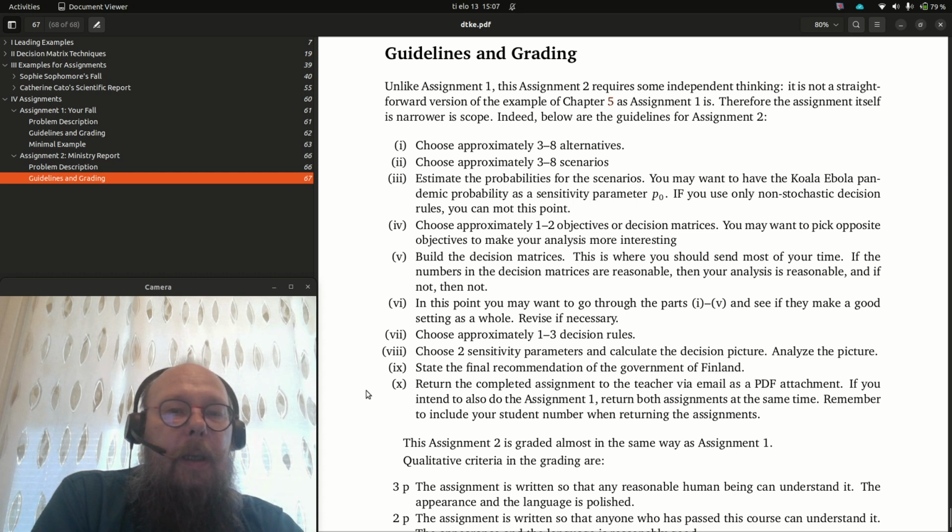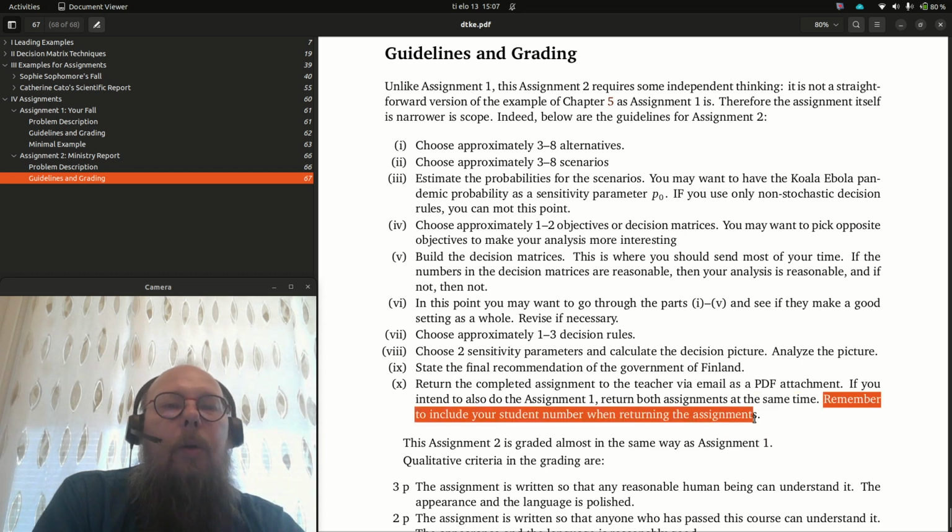And finally, technical remark. Return the completed assignment to the teacher via email as a PDF attachment. Again, don't send Word files, send PDF. And if you also intend to do assignment 1, return both assignments at the same time. And very important, remember to include your student number when returning the assignment. So then I can register your solutions to the right person. So remember to include your student number when you return the assignments.